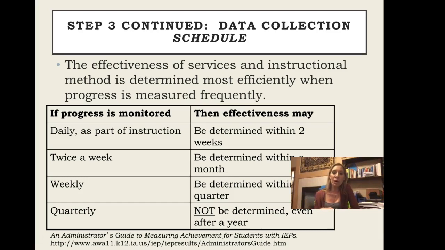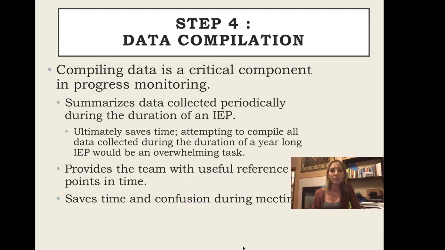So if progress is monitored daily, then the effectiveness may be determined within 2 weeks. If it's twice a week, it can be determined within a month, weekly, determined within a quarter, quarterly, not to be determined even after a year. So basically, you want to make sure that you're taking data often enough that you're able to determine the effectiveness of that data collection schedule and that student progress, so you can really see the change.